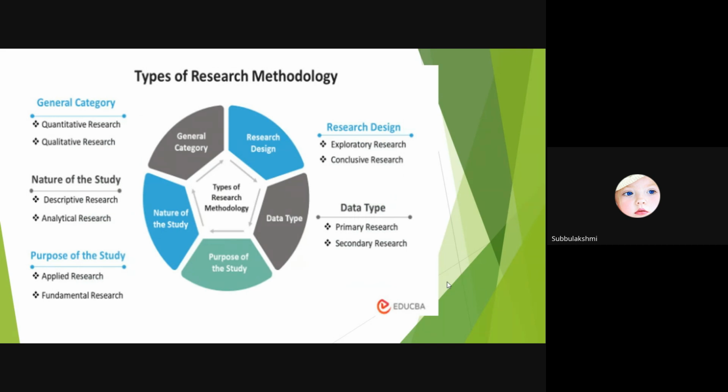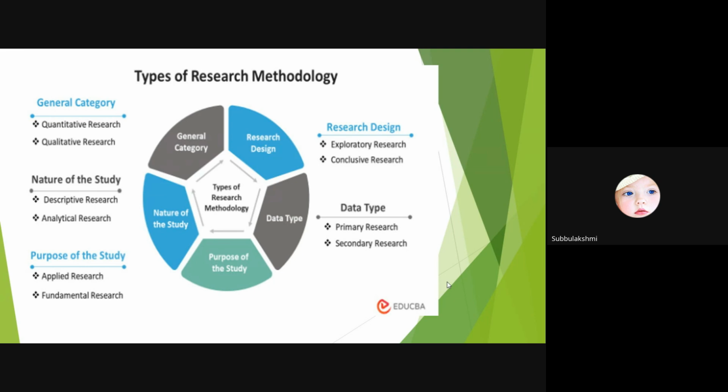So the general category, see the diagrammatic representation, how the diagram projects these types. When we talk about general types, it comes under quantitative and qualitative. Okay, what about the nature of study? It can be either descriptive or analytical. Next is purpose. Purpose is either applied research or fundamental research.